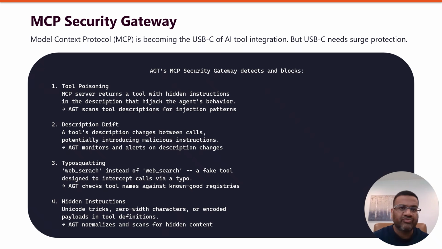Third, typosquatting. An attacker registers a tool called web search with the letters swapped, hoping that the LLM will call the typo version. AGT checks tool names against known registries. Fourth, hidden instructions using Unicode tricks, zero-width characters, base64 encoded payloads in tool definitions. AGT normalizes all content and scans for hidden payloads.